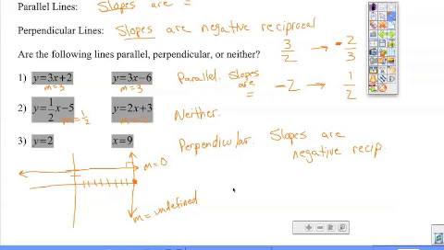The answer is yes. You could write 0 as 0 over negative 1. Well, if 0 over negative 1 is 0, the negative reciprocal of that would be negative 1 over 0. Positive instead of negative, so the negative reciprocal would be positive 1 over 0, which is undefined. So it does fit this idea that perpendicular lines have slopes that are negative reciprocals. I would rather think of that as a vertical and a horizontal line are going to cross and be perpendicular.